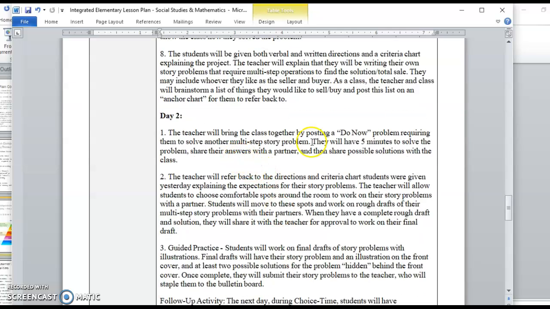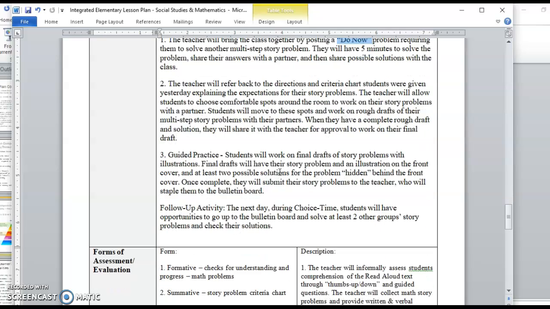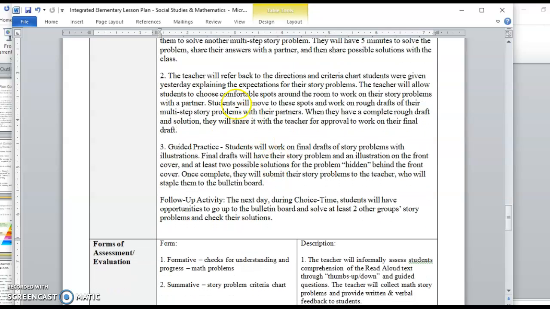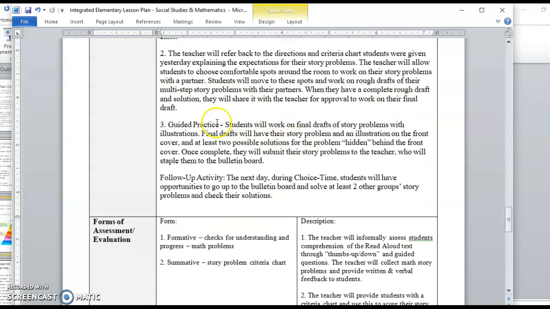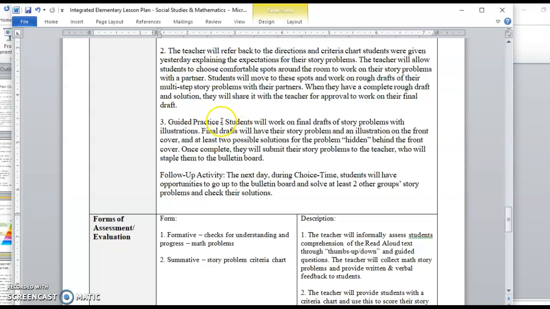For day 2, we'll come back together with a do now. I could probably add that to the instructional strategies. That's just a short question or problem you give to the students, have them solve it to make sure that they understood what we did the day before. You go around, of course, and formatively assess to make sure that they have that correct. You refer back to the directions and give them a criteria chart that tells them the expectations. You get them into groups or partners again, and they write their own story problems with you moving around.